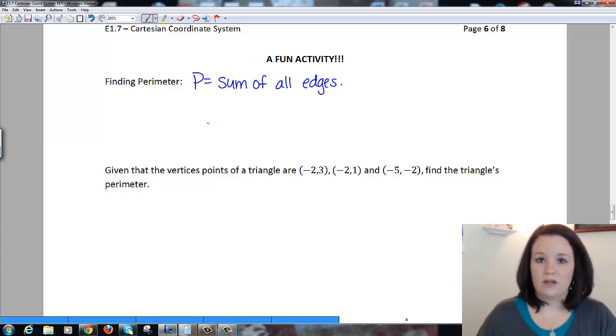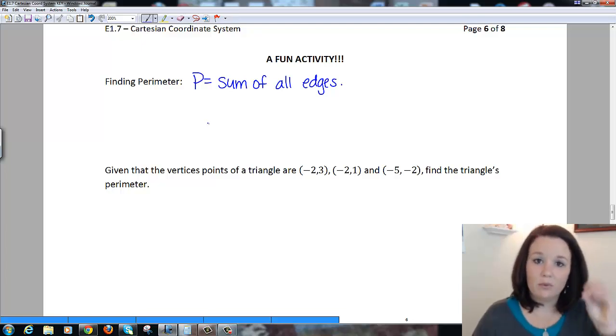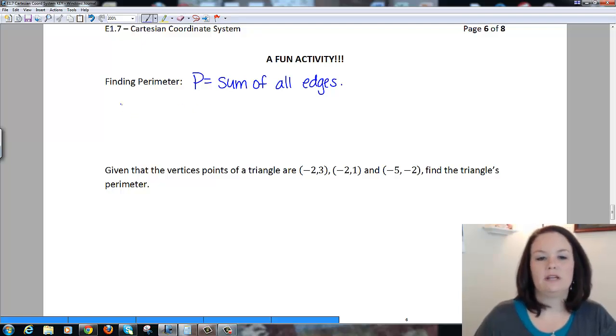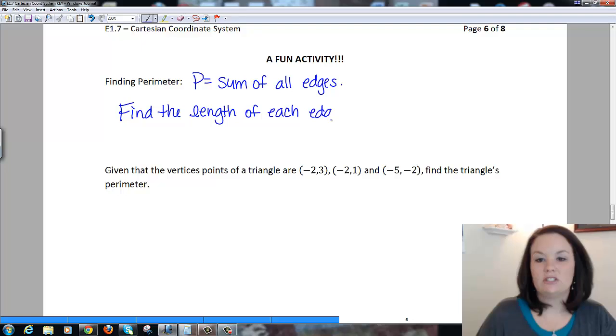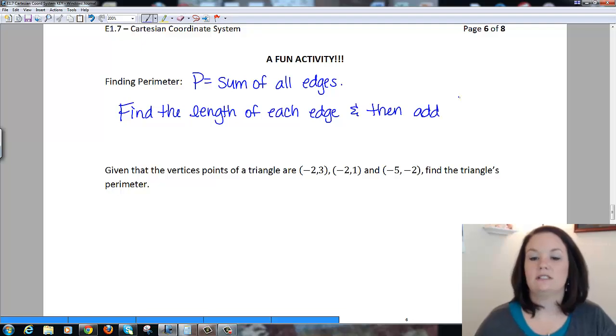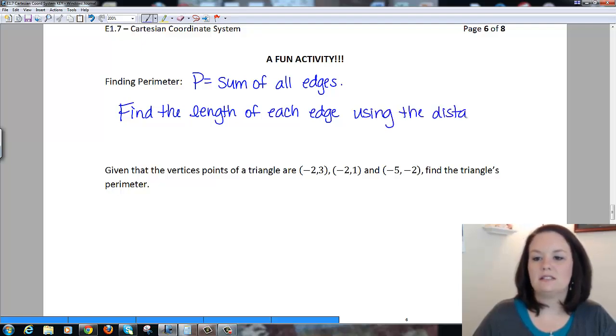So for vertices of a triangle, or if they give us just the points of all the corners, what we have to do is find the length of each edge, and then add those lengths, or let's say find the length of each edge using the distance formula, and then add those lengths together.